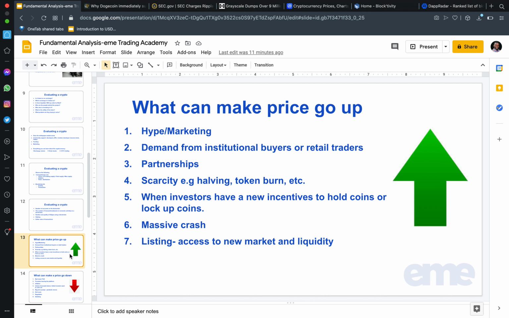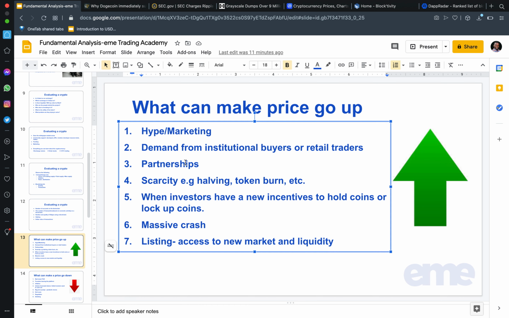Right, so demand from institutional buyers or retail traders. Now we've been seeing a lot of demand for Bitcoin from institutional guys, and that's one of the reasons why the price of Bitcoin has been going up. We've just witnessed a parabolic move of Bitcoin. It's been really crazy, Bitcoin going from 20 all the way to $40,000. Really cool. All right, another thing you can look at is partnerships. When blockchain and cryptocurrency projects start making partnerships, it's all going back to the hype and marketing stuff. It creates hype, and then people want to get in, people want to buy.